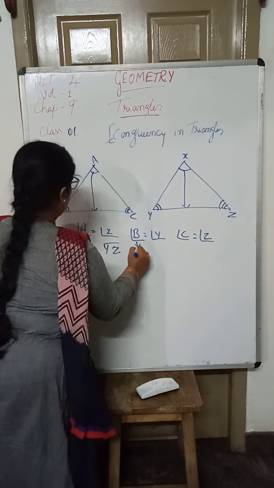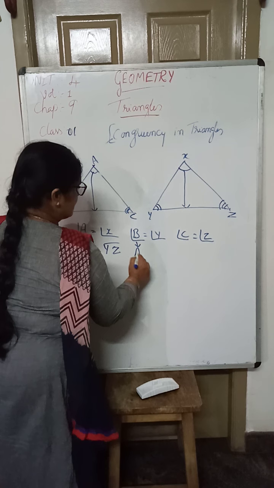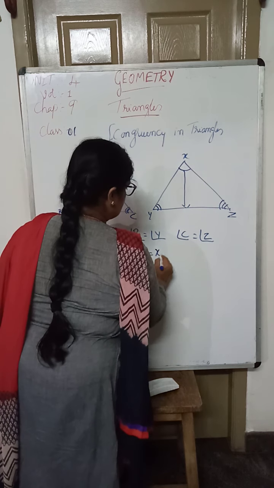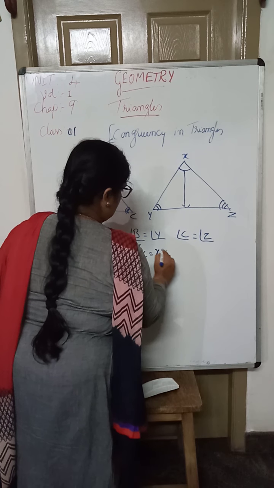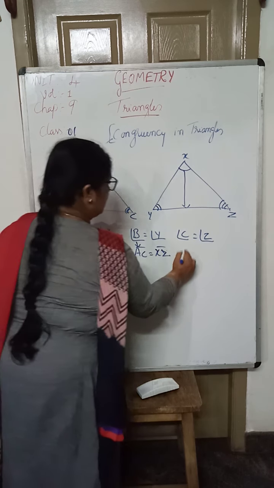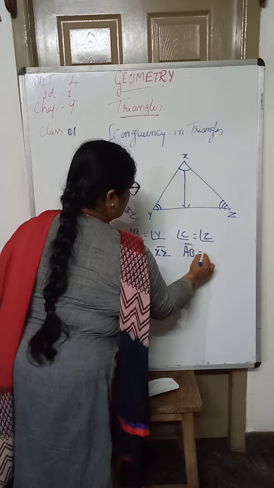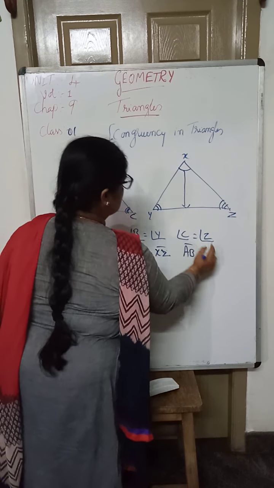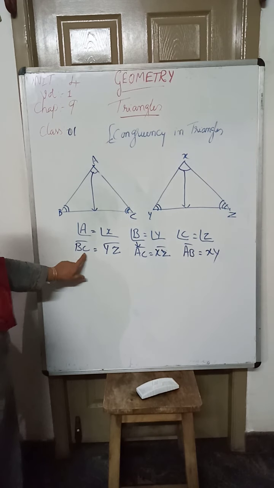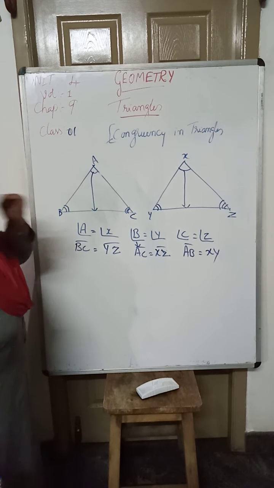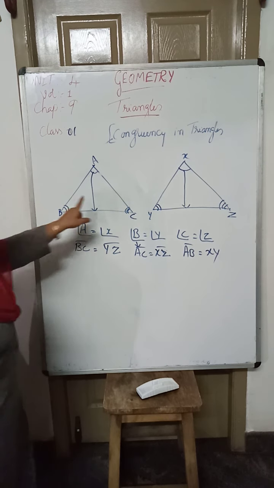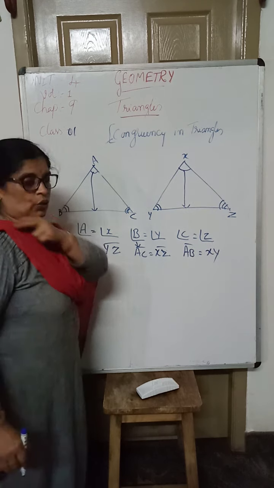Now opposite to B, what is that? AC is equal to opposite to Y, here is XZ. Next, opposite to C is AB, which is equal to opposite to Z, here is XY. Now we come to know that if the angles are equal, its opposite sides are equal. Now here these two triangles are congruent.